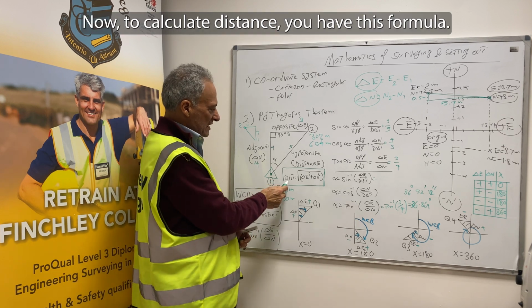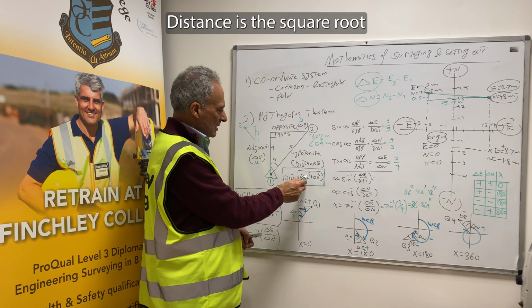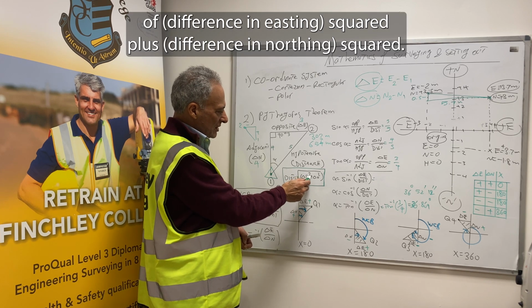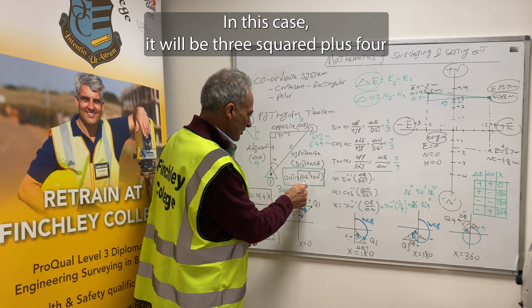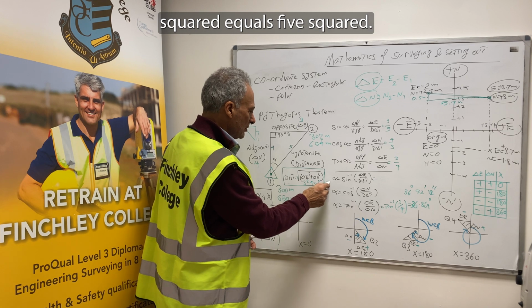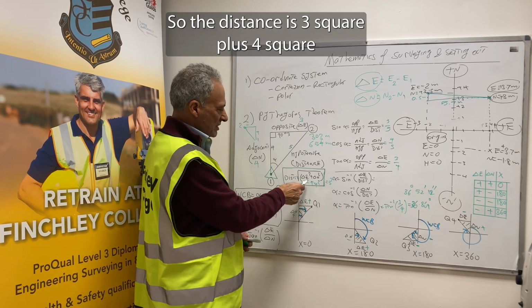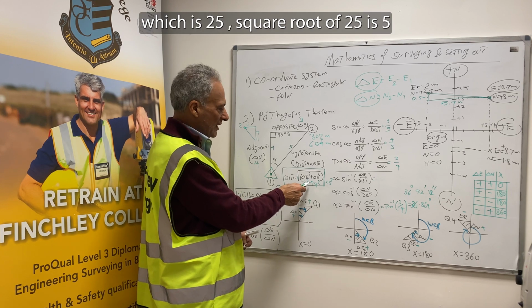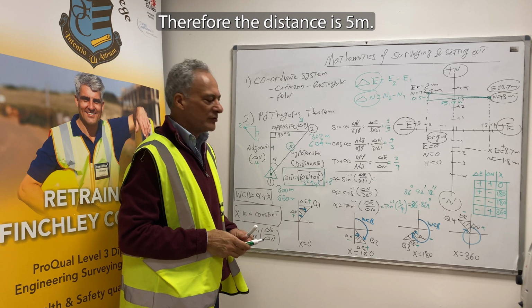Now, to calculate distance, you have this formula. Distance is the square root of difference in easting squared plus difference in northing squared. In this case, it will be 3 squared plus 4 squared. So the distance is 3 squared plus 4 squared, which is 25. The square root of 25 is 5. Therefore, the distance is 5.